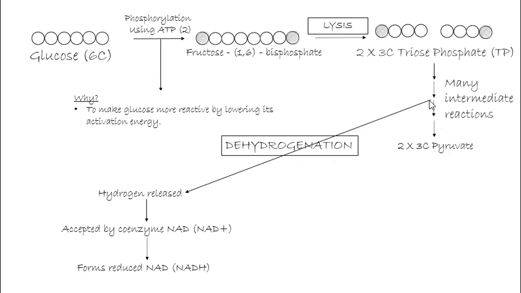Now I have just said many intermediate reactions because at CIE A2 level you are not expected to know the exact terminology of the reactions in between or the names of the intermediate compounds formed. So it would suffice if you know that there are many intermediate reactions that cause the conversion of TP molecules to pyruvate. Now during these intermediate reactions, there are two vital things that occur.